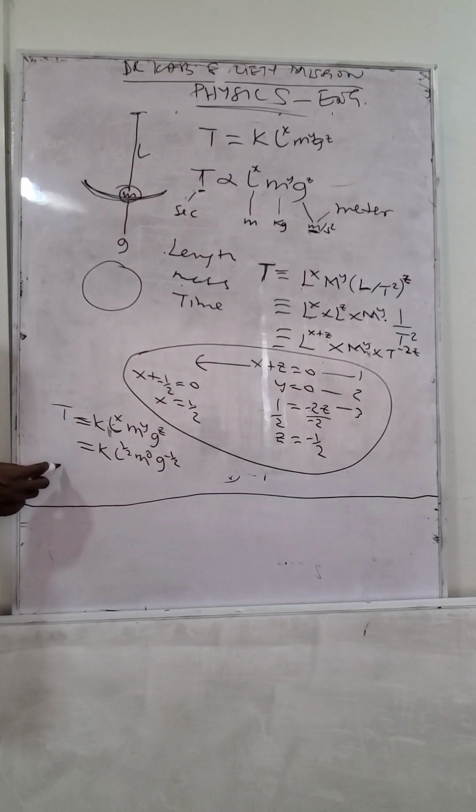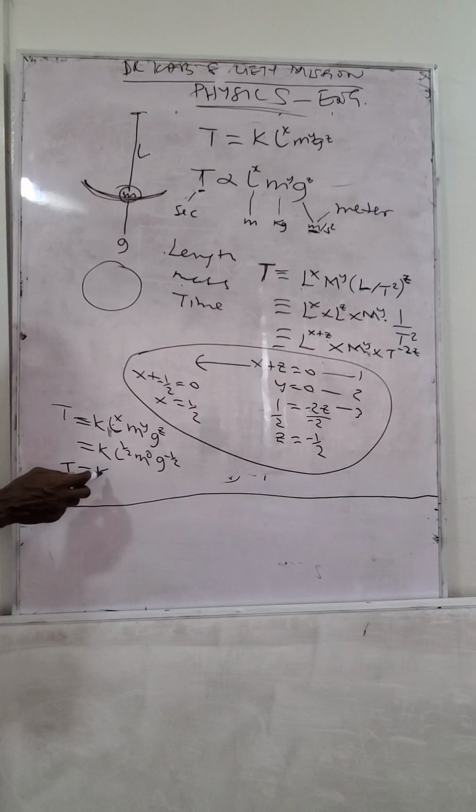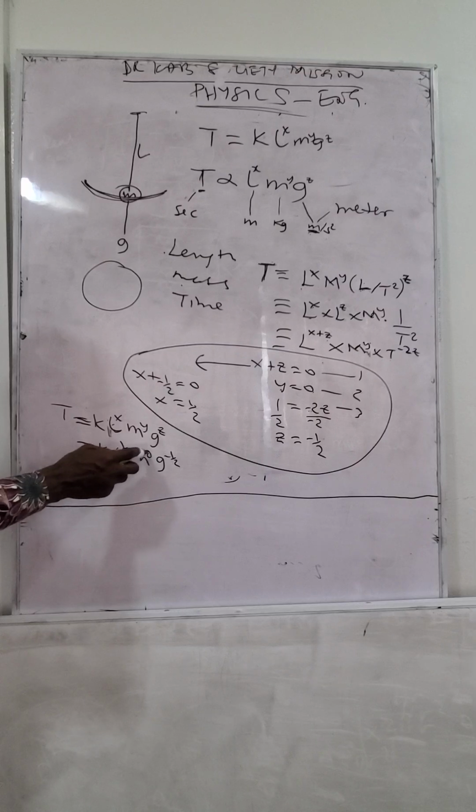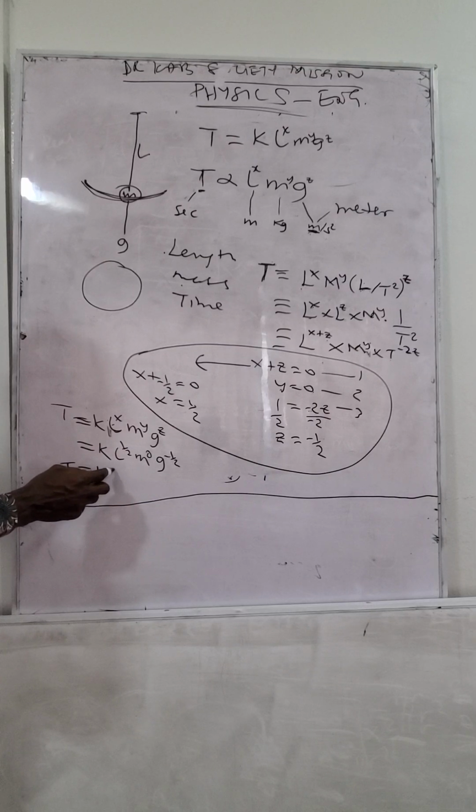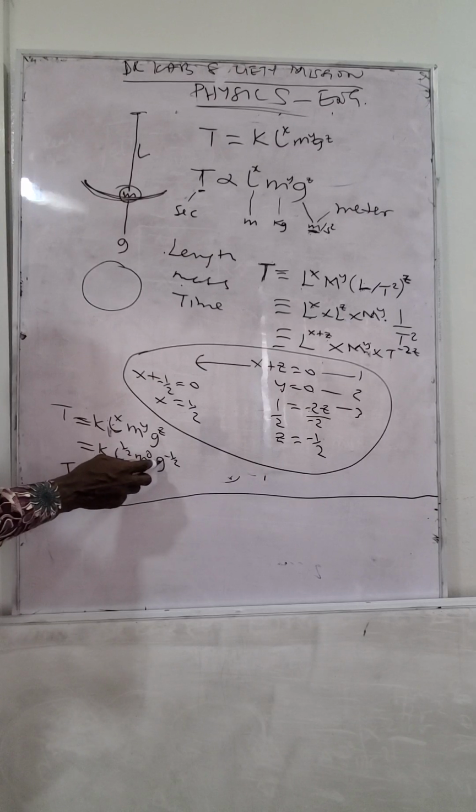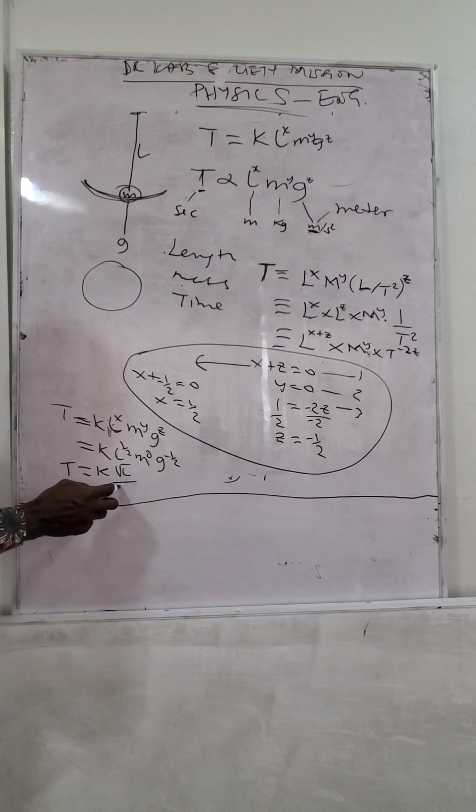Now let's write this properly. So T will be equal to K. Now M raised to the power 0 is 1, so M is going to be 1. L to the half is the same as square root of L. And G raised to the power negative half is the same as 1 over square root of G. And then this is going to give us T is equal to K square root of L over G. This is the equation we want.